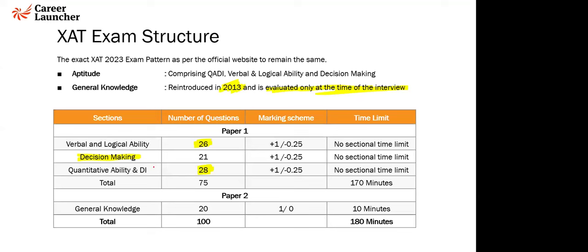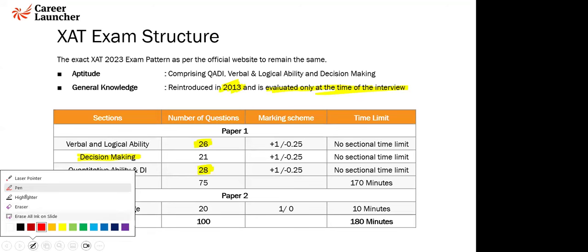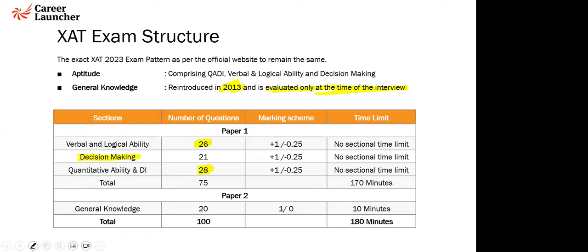Same thing in quantitative ability: 28 questions, similar to CAT. As far as verbal ability is concerned, CAT is easier than XAT. But when it comes to quantitative ability, CAT is more difficult than XAT. So those of you who are worried that your quant did not go well in CAT, so how will it go here, it will be fine. If you have looked at the past 5-year papers, you'll find it is a bit easier as compared to CAT.